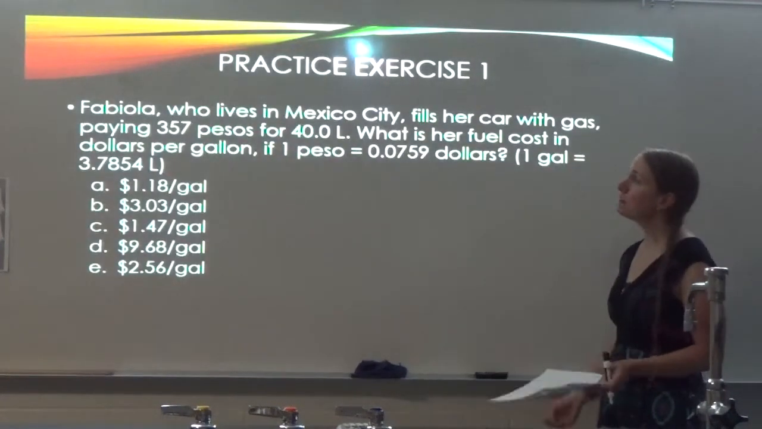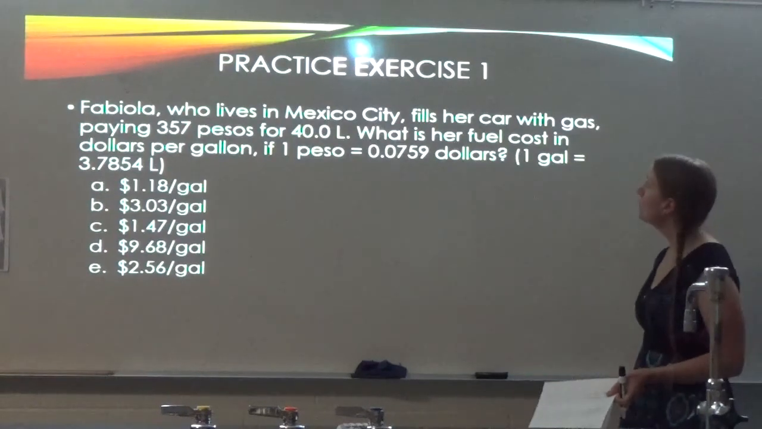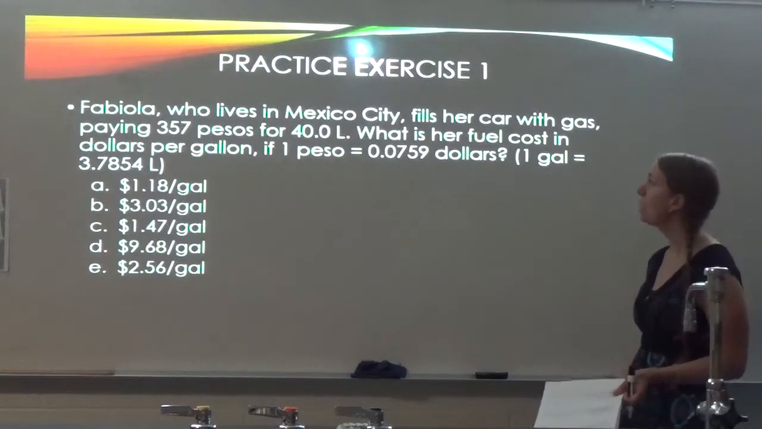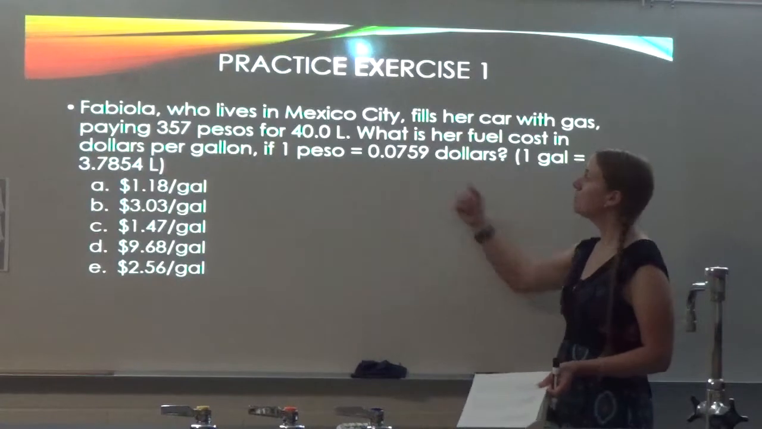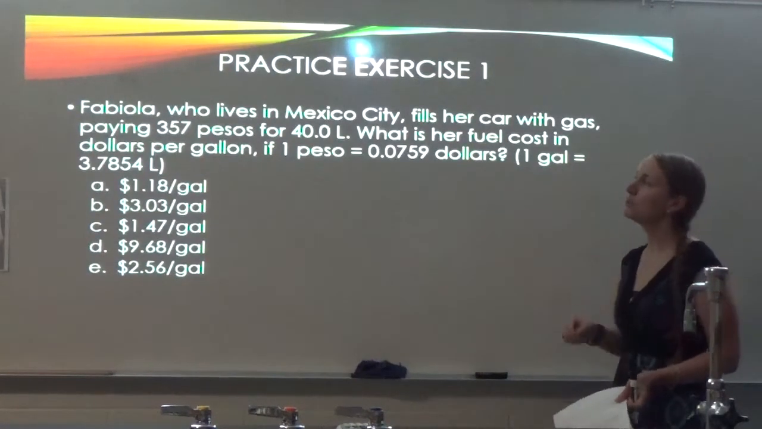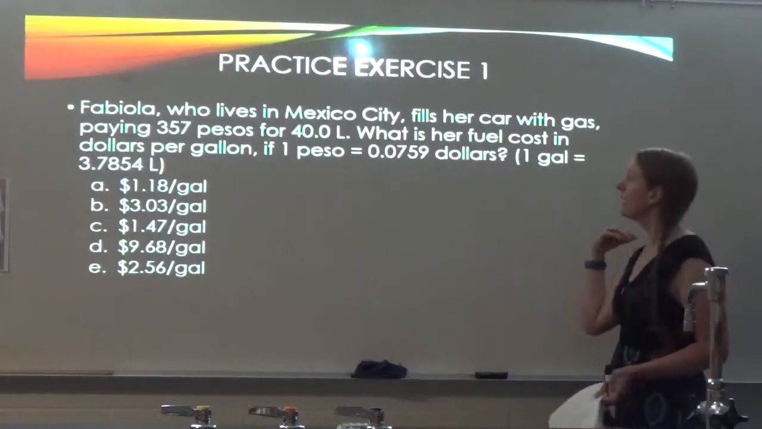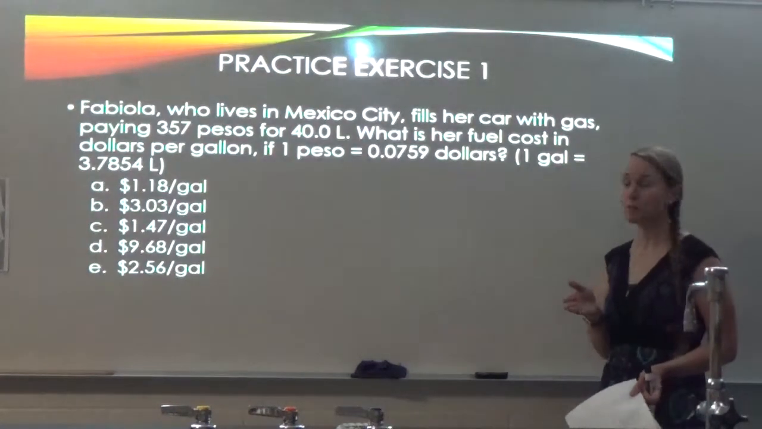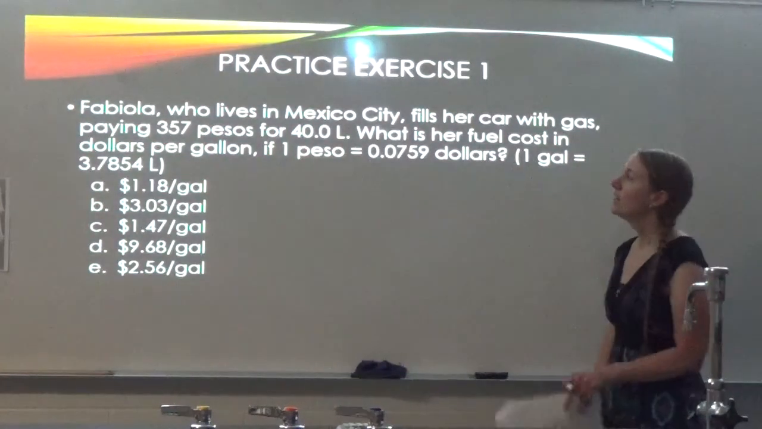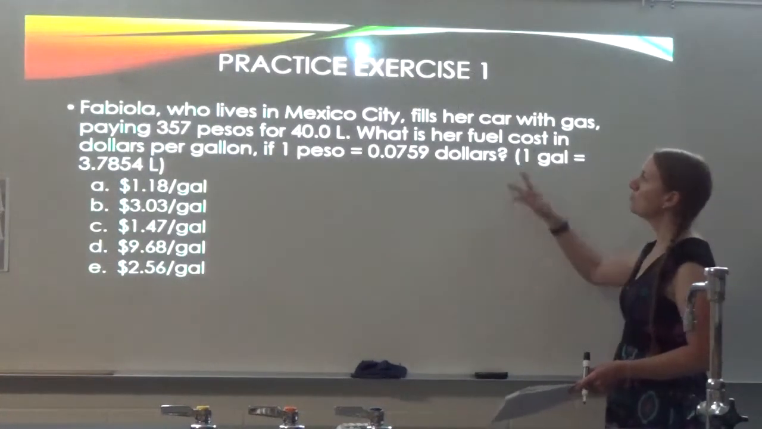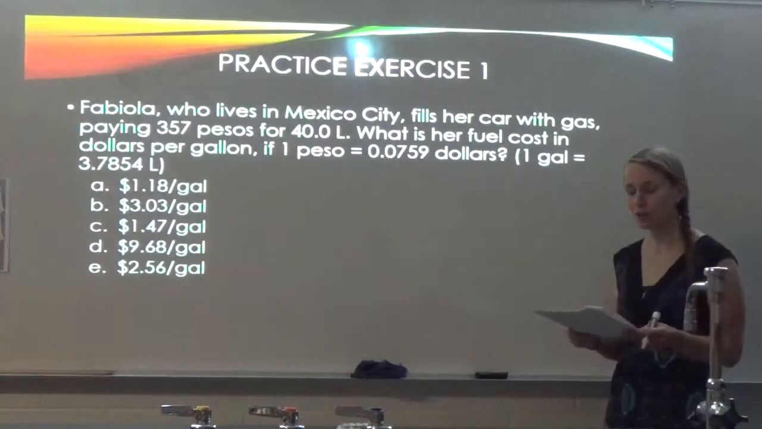All right, so it says, Fabiola, who lives in Mexico City, fills her car with gas, paying 357 pesos for 40 liters. What is her fuel cost in dollars per gallon if 1 peso is $0.0759, and then it tells me 1 gallon is 3.7854 liters. Okay, and y'all, a lot of these conversion factors can be found in the back cover of your textbook, or obviously online. All right, so we know she's paying pesos for liters of gas, and we're trying to figure out how many dollars per gallon.